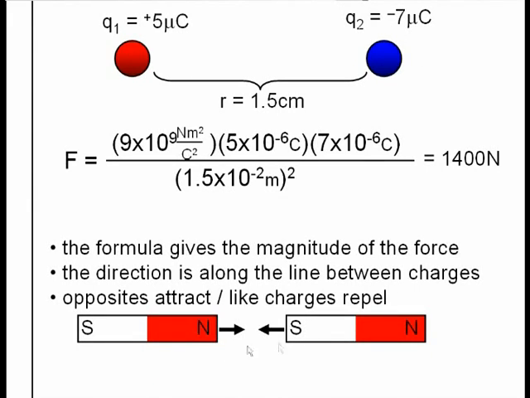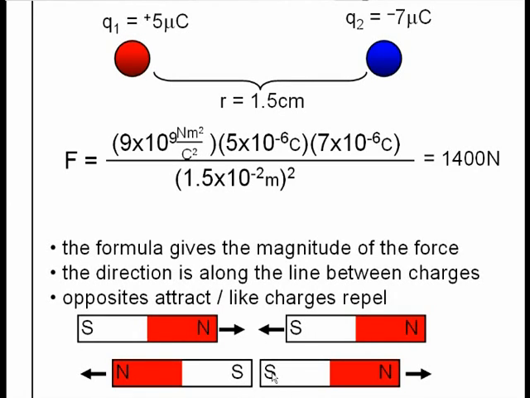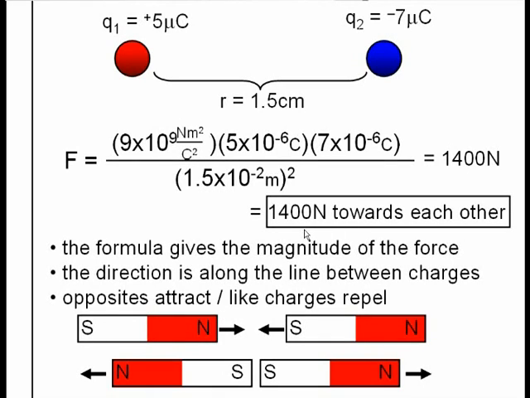The opposite poles, north and south, are going to attract each other, whereas like poles, south and south, are going to repel each other and push away. So in our problem, we have plus and minus. These are opposite charges, so they are going to attract each other. So I'll say my net force is 1,400 newtons towards each other. This one gets pulled to the right, and this one gets pulled to the left.